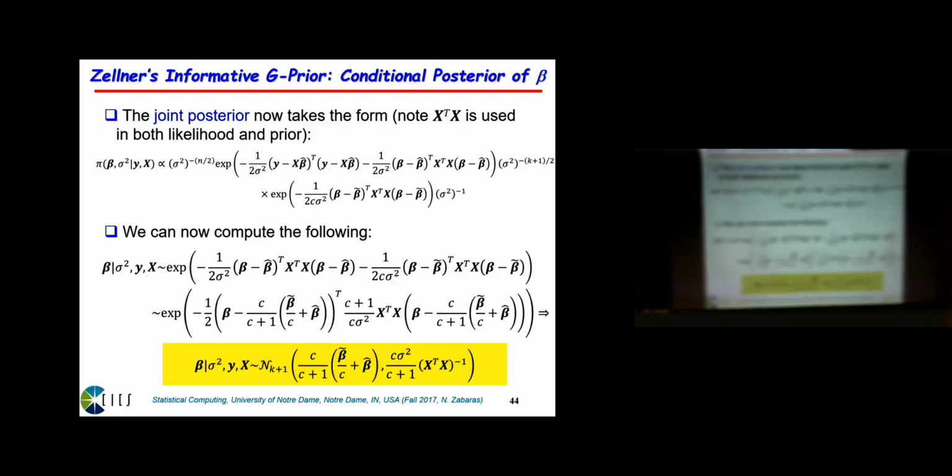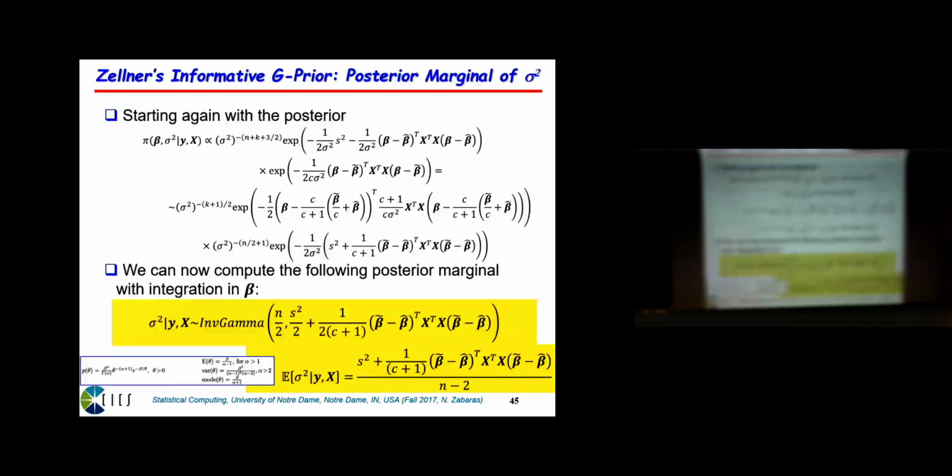And obviously, the variance is also simplified because that M matrix is now X transpose X, so you get a nice formula. All right? Exactly as before, you can show that the posterior of sigma square follows an inverse gamma. So the posterior mean is given by this nice formula.